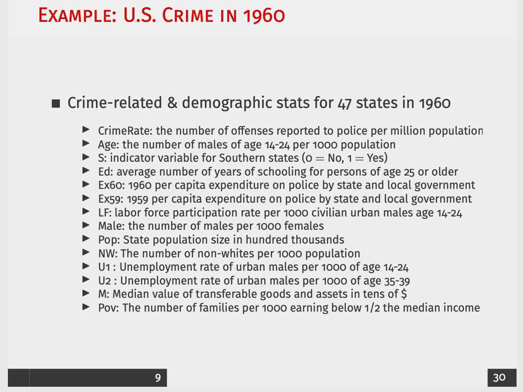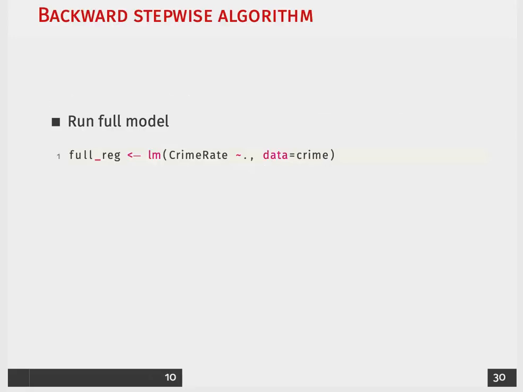I'm not going to get too deep into this. We're not really interested necessarily in discerning theoretically between these right now. What we want to do is use this as an example to showcase how backward and stepwise deletion and model selection can work with the AIC and BIC. So in order to do that, we can first run full reg, and that's just using our crime rate as our outcome. That tilde period is just saying all the other variables that are in the crime data set.